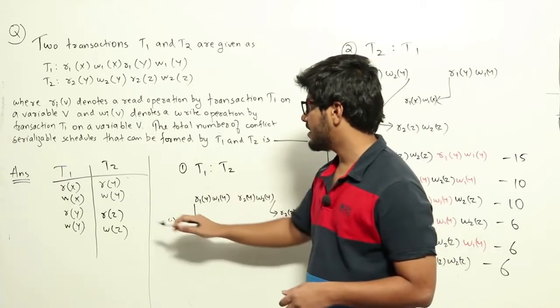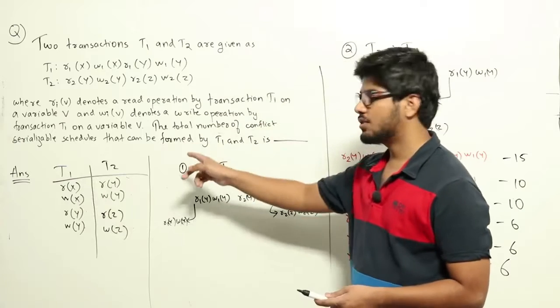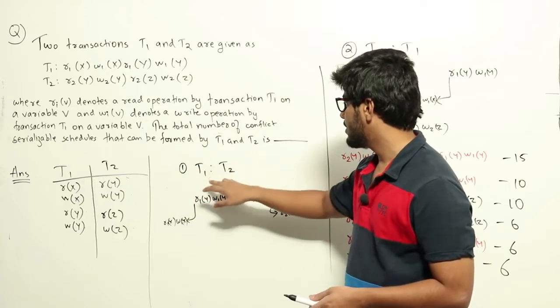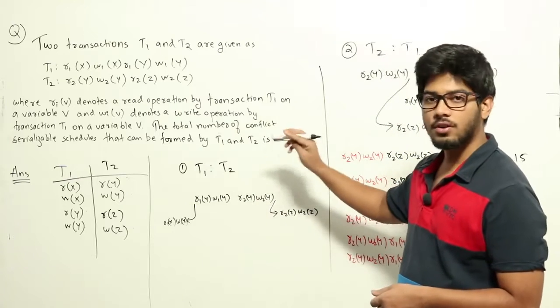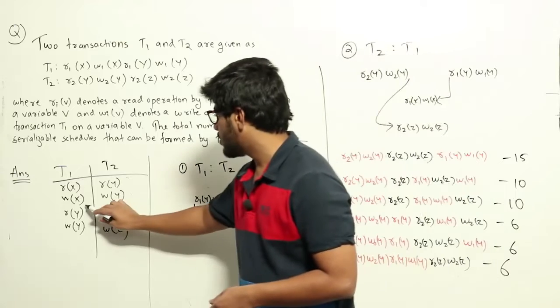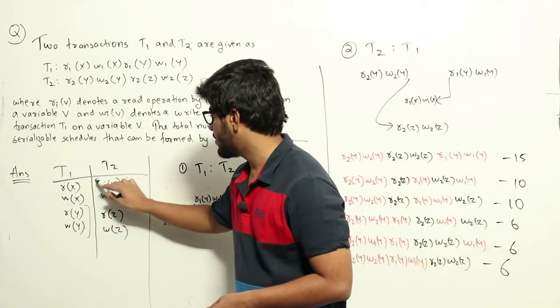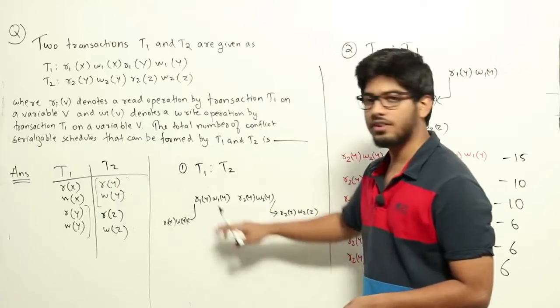Now how many ways are there in which we can write these operations such that T1 and T2 is conflict serializable to the serial schedule T1 and then T2? So if it should be conflict serializable to T1 and then T2, the conflict operations should appear in the same order in our new schedule.